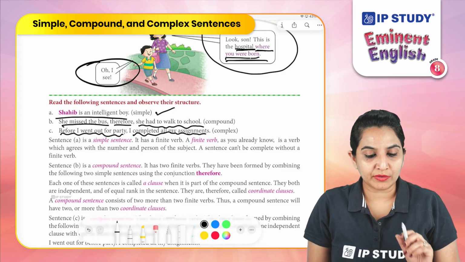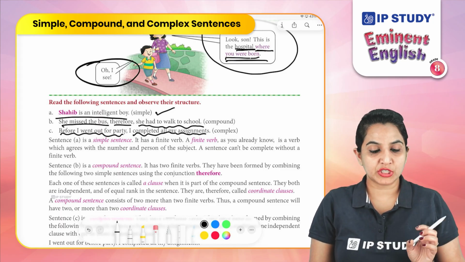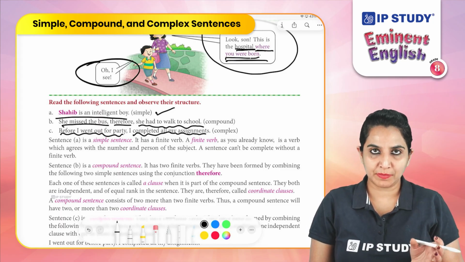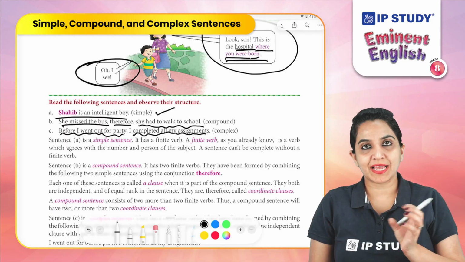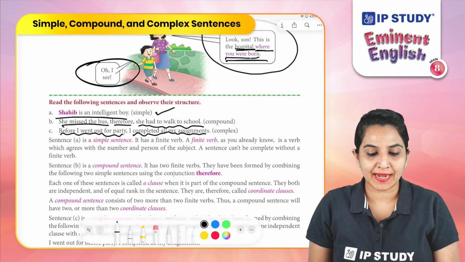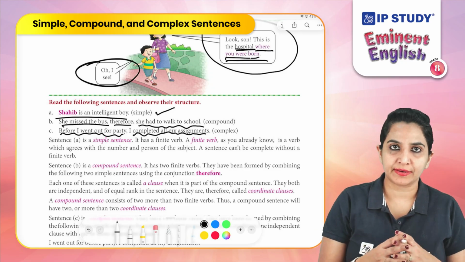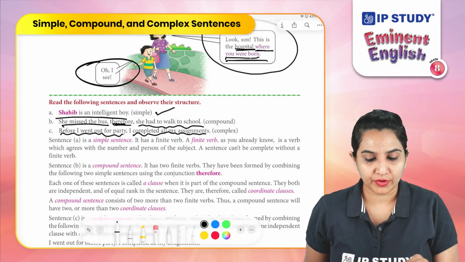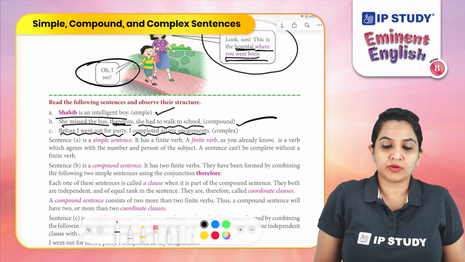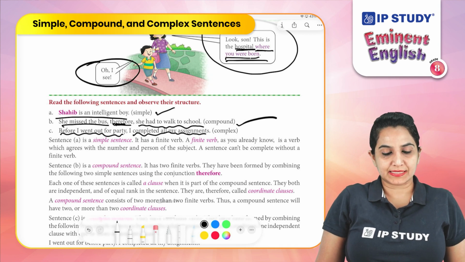In the second one, we have two finite verbs. She missed the bus, therefore she had to walk. So, missed the bus and had to walk. We have two finite verbs and we have joined them by using therefore. That means this is an example of a compound sentence.